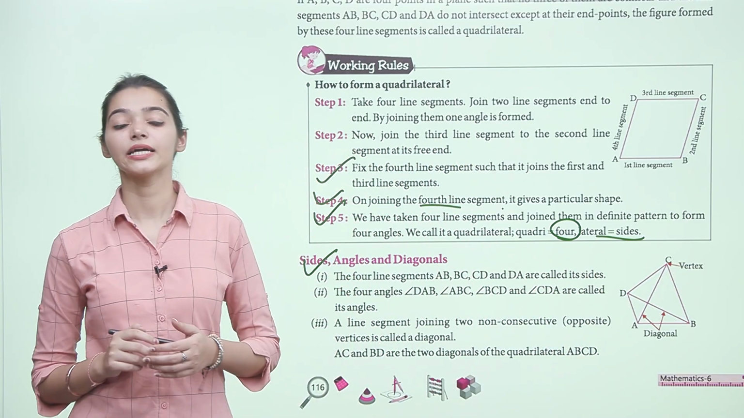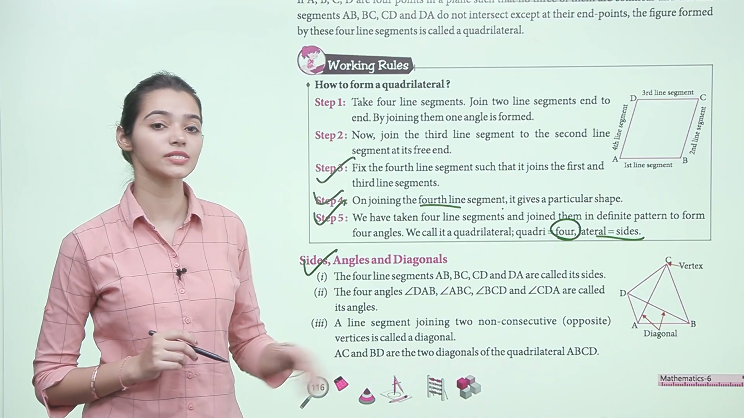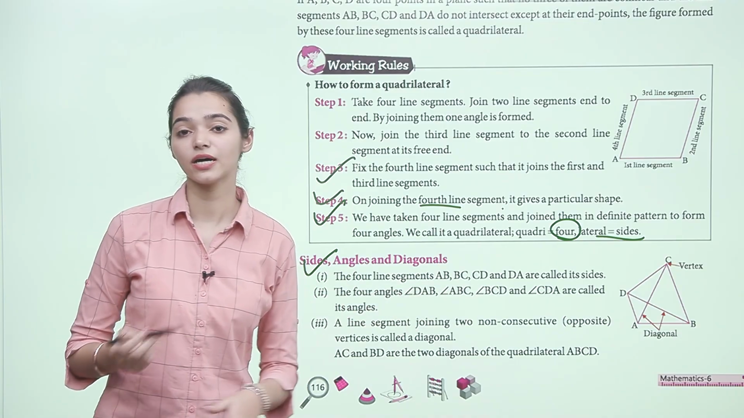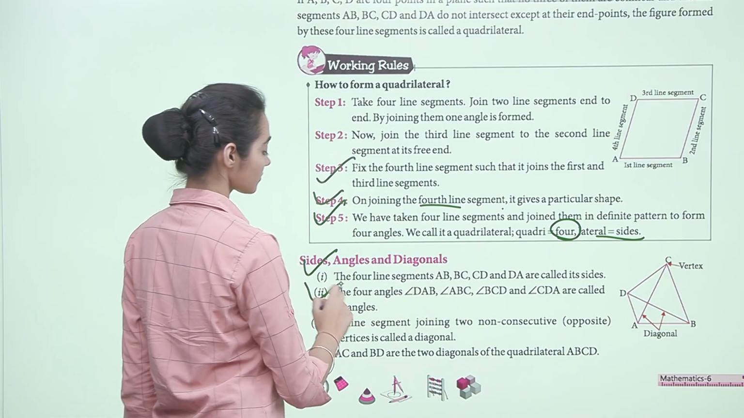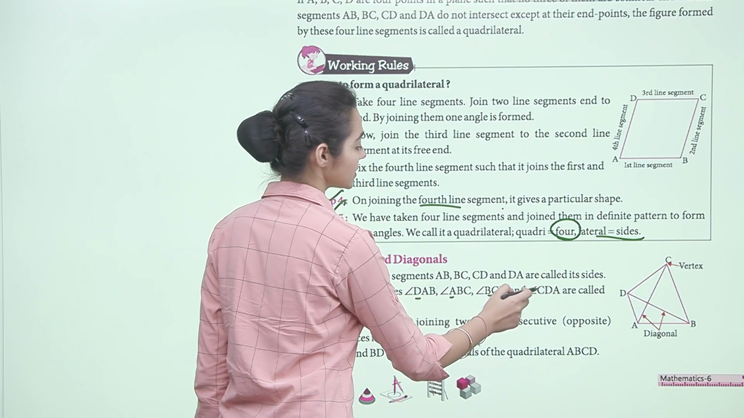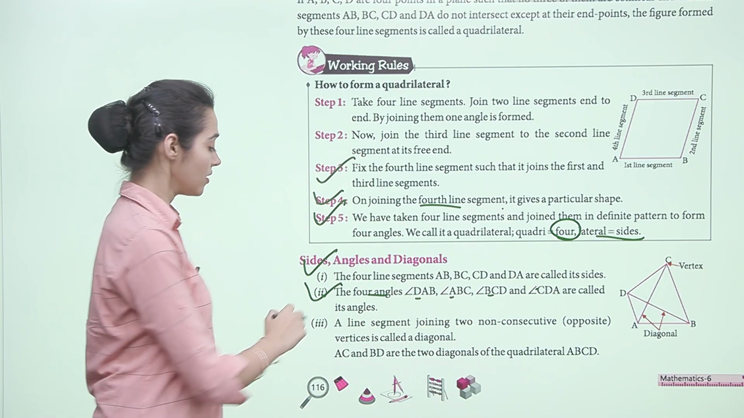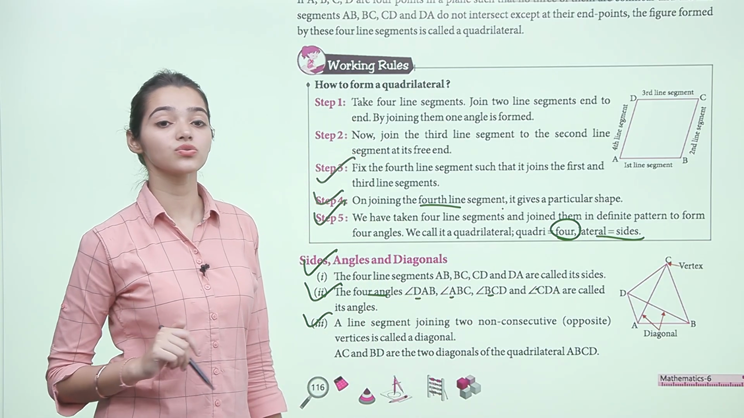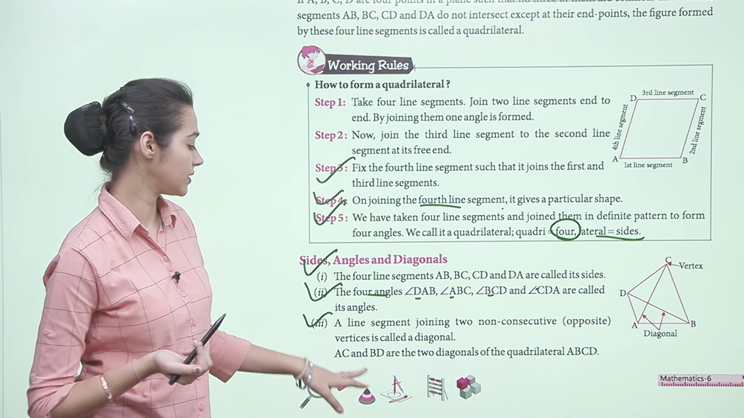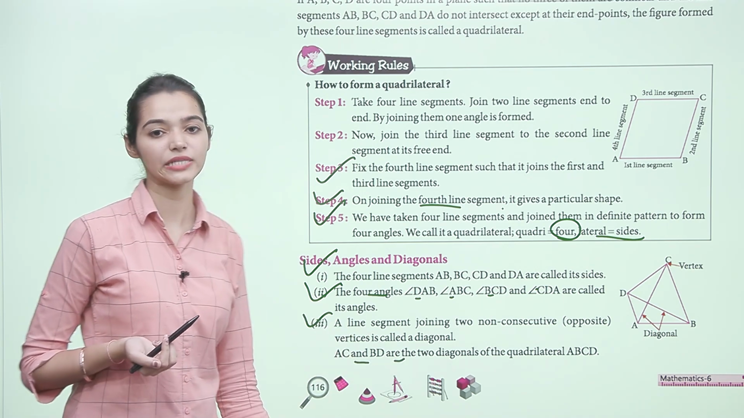Now let's start with the sides, angles and diagonals. 4 line segments AB, BC, CD and DA are its sides. The 4 angles, angle A, angle B, angle C and angle D are called angles. A line segment joining 2 non-consecutive vertices is called a diagonal. That means AC and BD are our 2 diagonals.